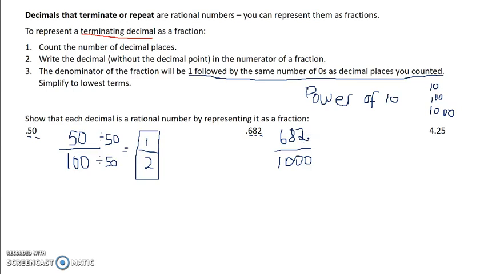It's early, I guess. And I noticed that 682 and 1000 are both divisible by 2, so I can reduce this fraction. So I'm going to divide each of these by 2. And I get 682 divided by 2 is 341 over 1000 divided by 2 is 500. I think that's as simple as we can go.